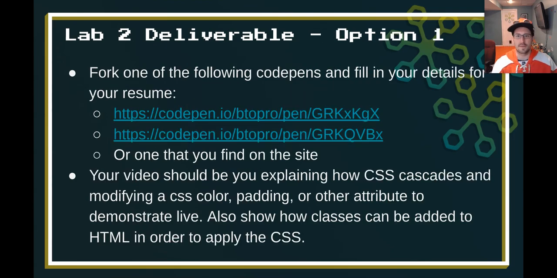So for option one, fork one of the following CodePens and fill them out with your details. Each of these is a different type of resume. Just to reverse engineer, pick at the HTML, get a better understanding of how these things work. So when you do a video about this and write your blog post about your resume that you make, your video should involve explaining CSS, how it cascades, visually demonstrating how things like color and padding and changing attributes and class names manipulate each other.